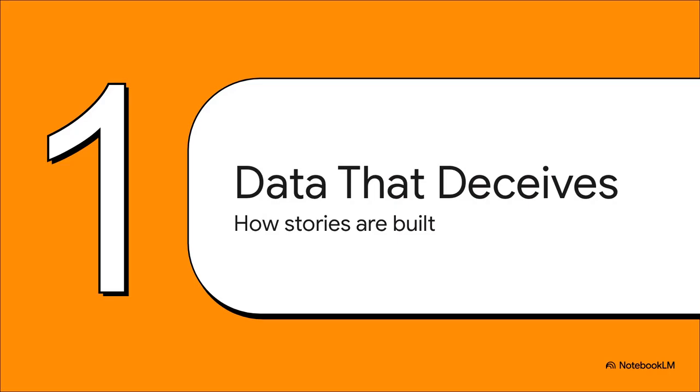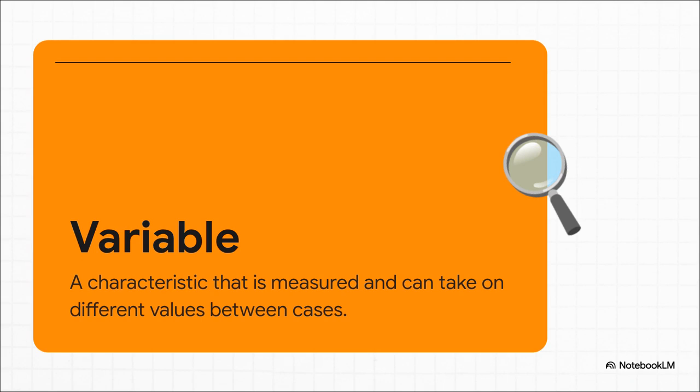Now, to crack this case, we have to understand how a data story gets built in the first place. Because a lot of the time, the deception starts right at the beginning, with the choices someone makes before they even collect a single piece of data. So the very first building block is something called a variable. Just think of it as the what in your story. It's the thing you're actually measuring. Could be ice cream sales, a person's age, their favorite kind of pizza. They call it a variable because it varies. It's different from one person or one day to the next.